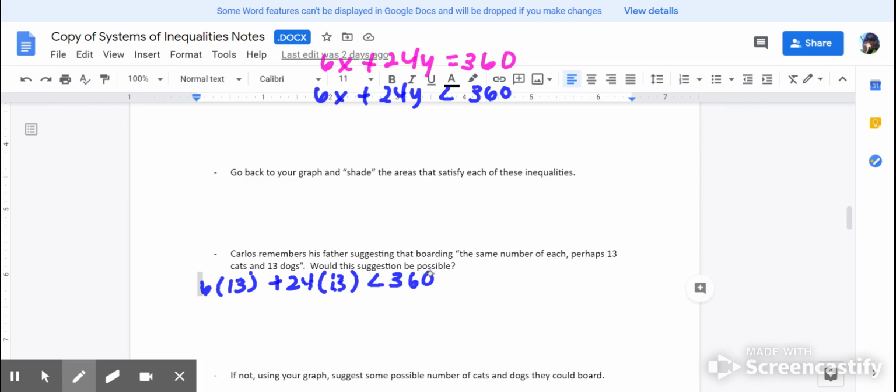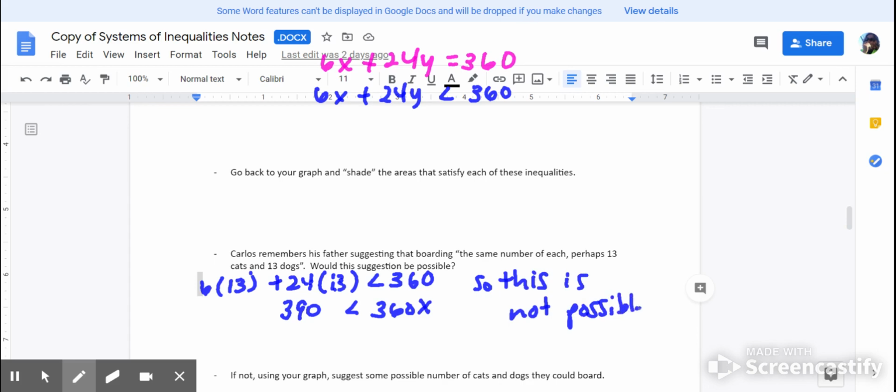That's my space equation. So I'm just going to go straight to the calculator and type this in. 6 times 13 plus 24 times 13. And we get 390. So right away, we know that 390 is not less than 360. So this is not possible. I could also just refer to my graph and see if 13 is in my shaded region, and we can see that it is not.